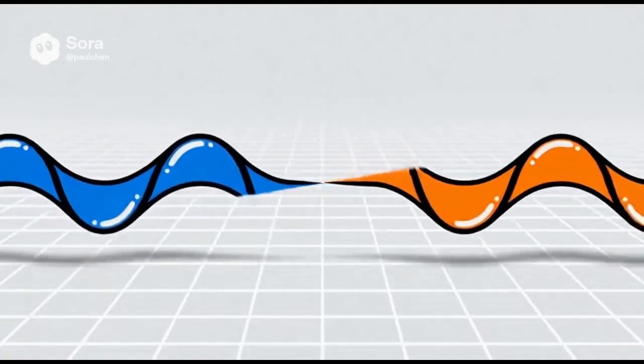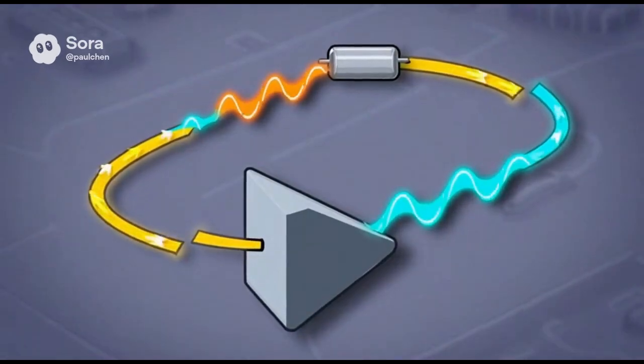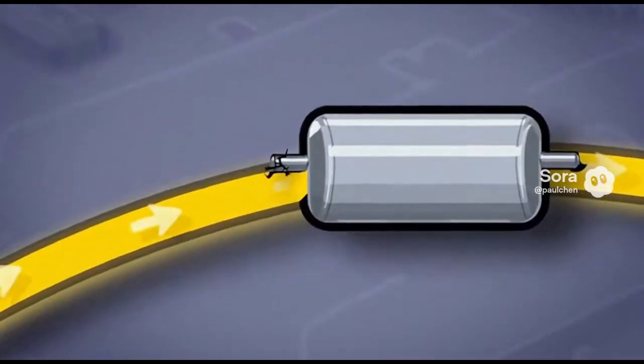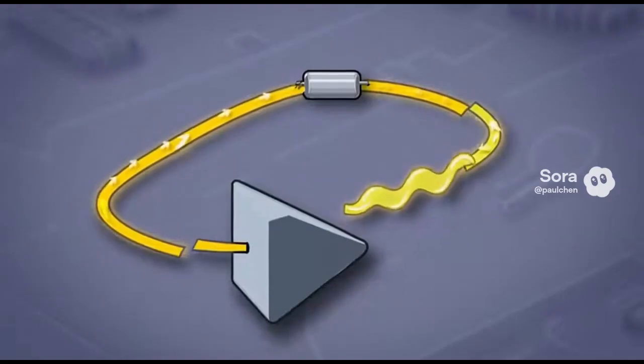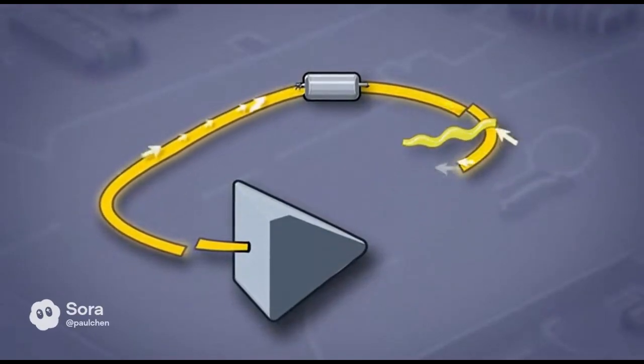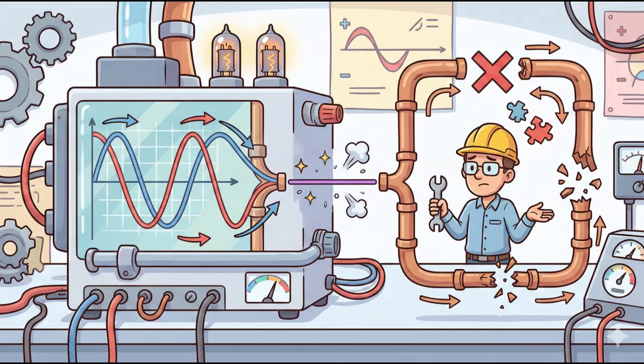Correct phase is just as important as gain. If feedback returns out of phase, it cancels the signal. Instead of reinforcement, you get cancellation. Oscillation cannot start.